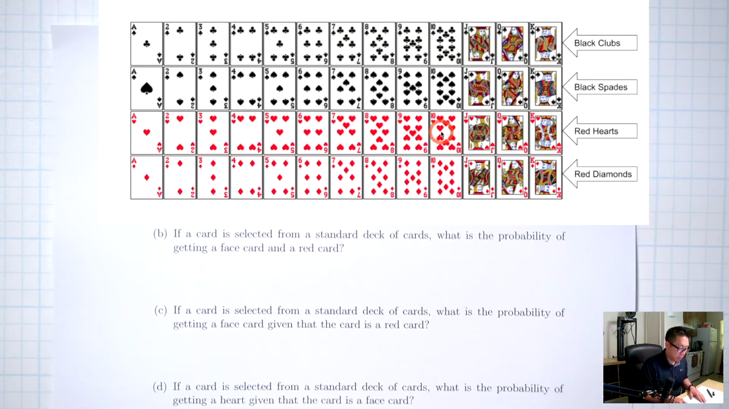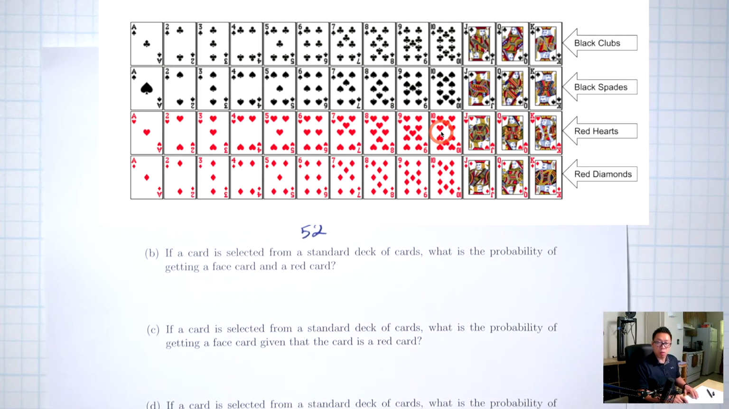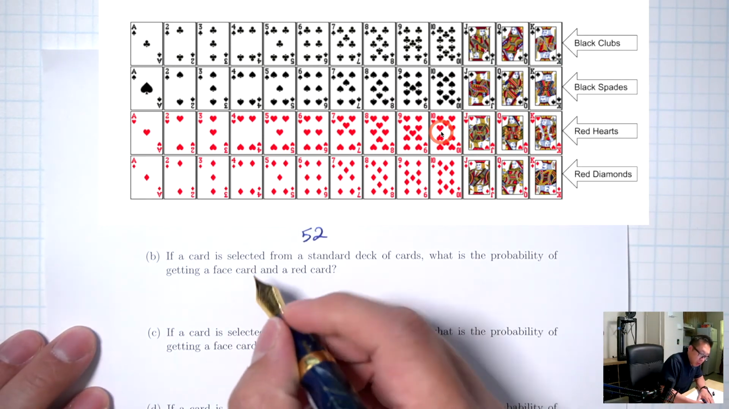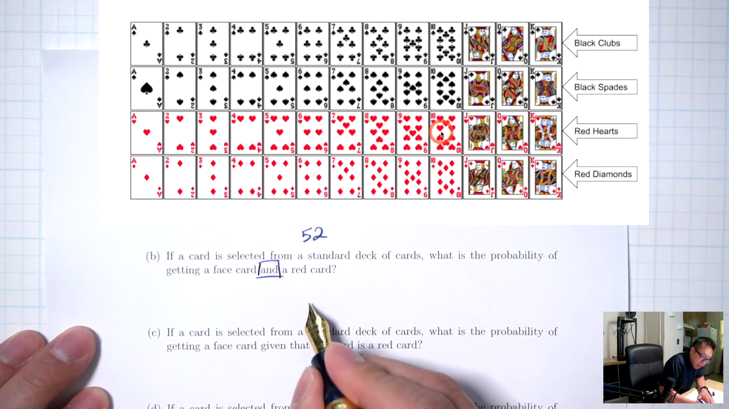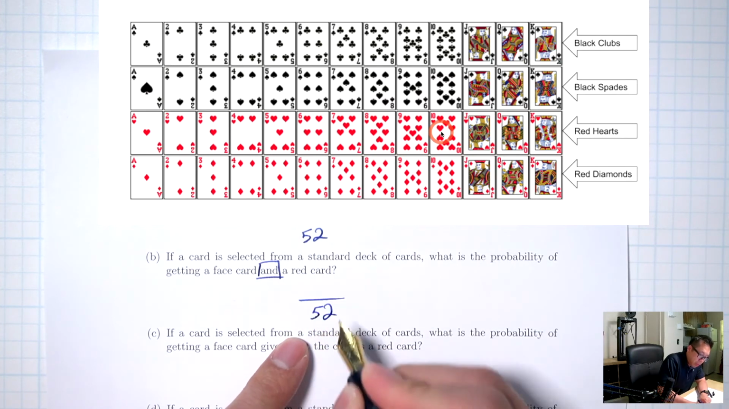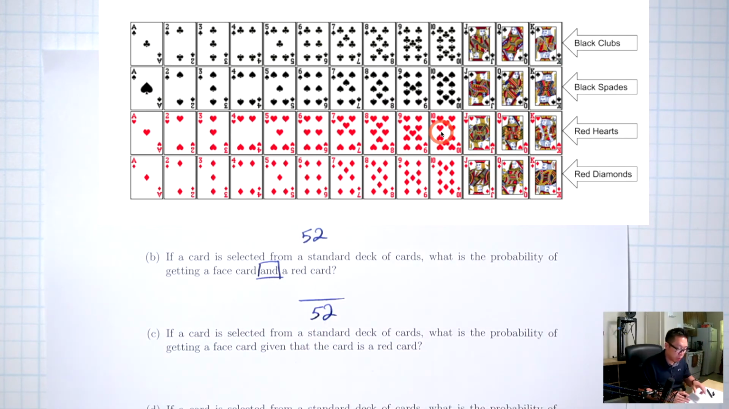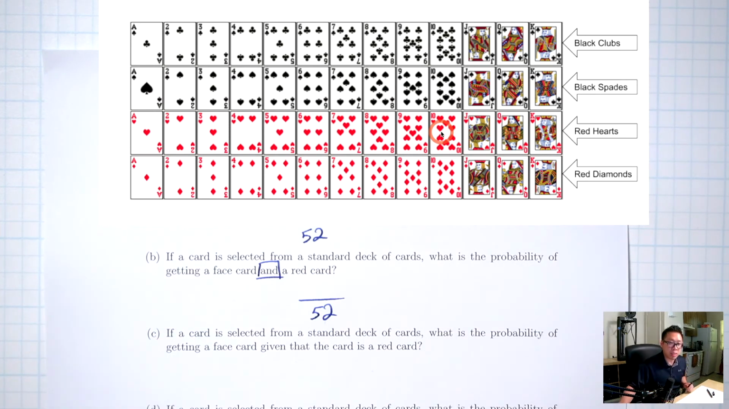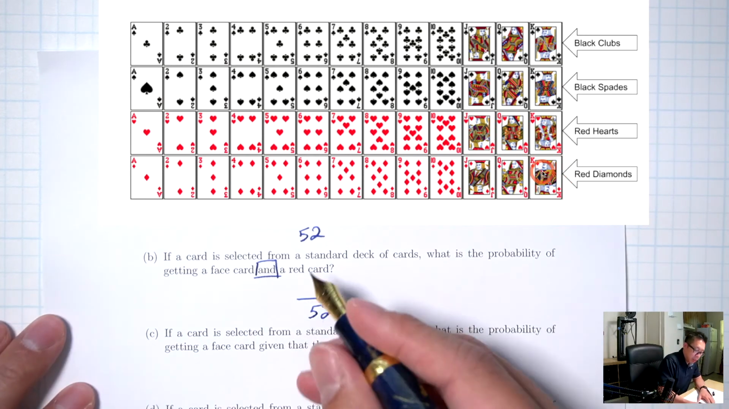Part B. If a card is selected from a standard deck of cards, what's the probability of getting a face card and a red card? Keyword I see here is and. The bottom, how many cards are total? 52. Okay, and remember, and means at the same time, so I want the face cards that are at the same time red. In other words, red face cards. 6. So JQK hearts, JQK diamonds. 6.